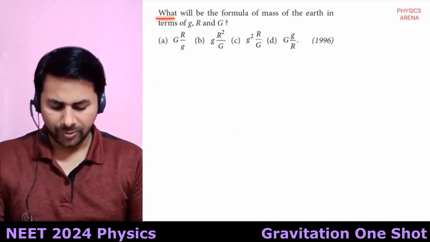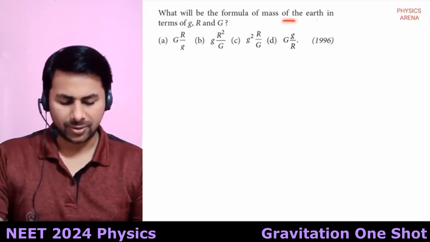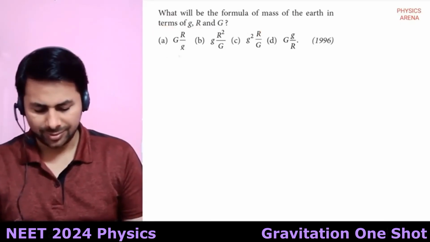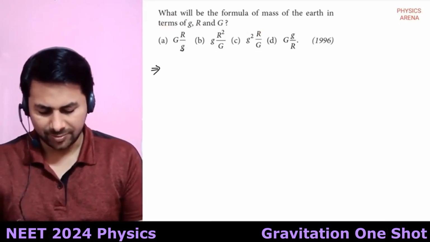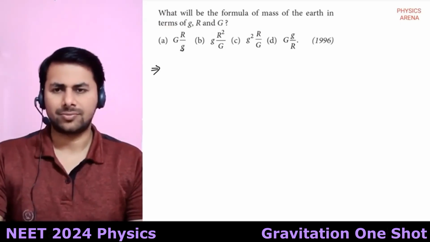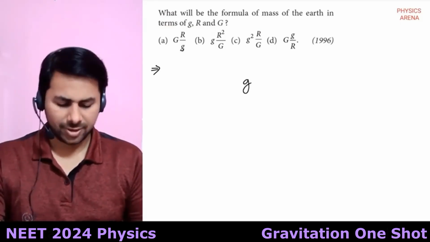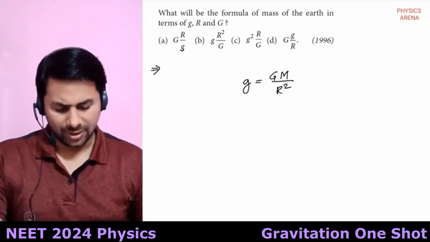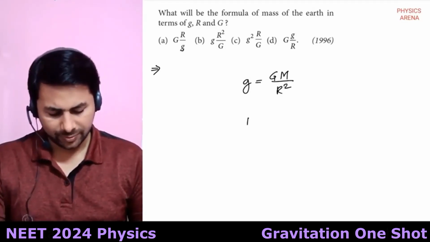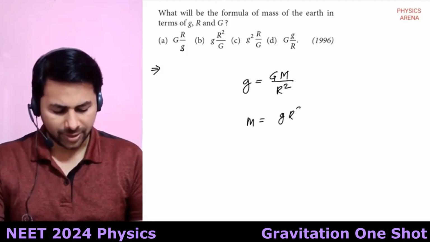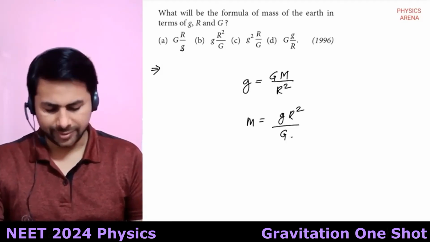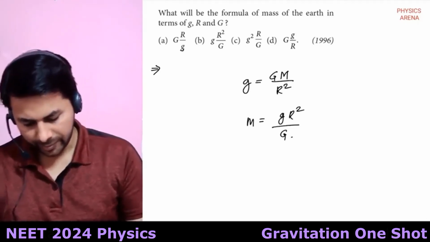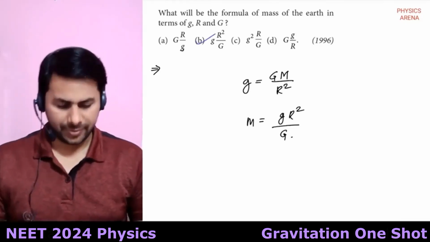Next one. What will be the formula of the mass of Earth in terms of G, capital R, and small g? So this is extremely simple. Small g is equal to GM upon R square, and therefore M is equal to gR square upon capital G. Very good. So it is option B, right?